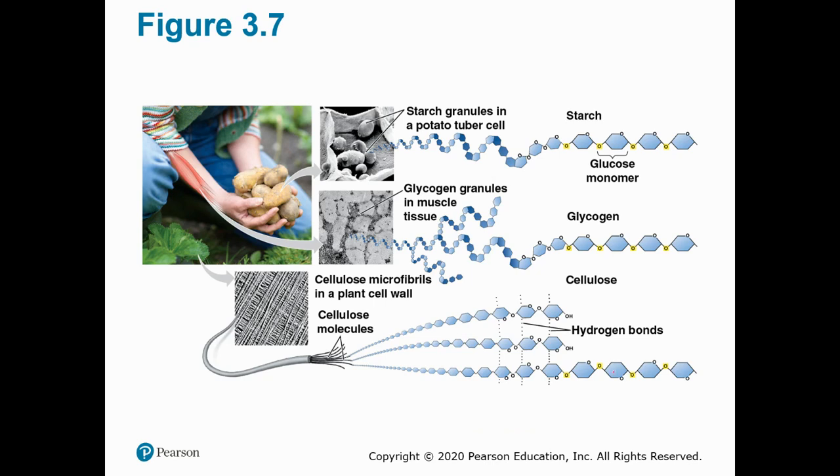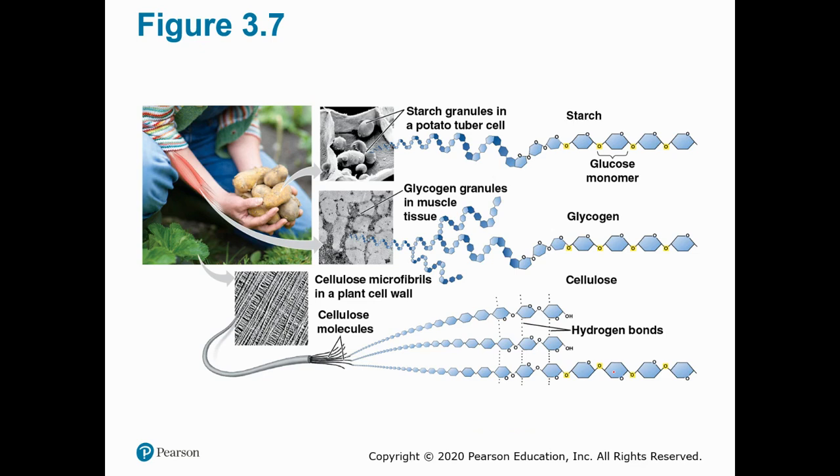And then if you put more and more and more of those together, you're going to end up with a polymer: starch, glycogen, or cellulose. So we have three different polymers that are important in biology. Starch is the storage molecule for plants. Glycogen is the storage molecule for us. We store it in our muscles and in our liver.